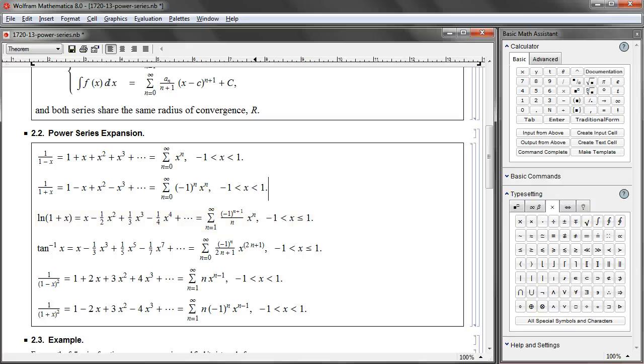And from the second formula, if you replace x by x squared, you get the alternating sum of x to the even powers, and then if you take the antiderivative, you're going to get the expansion for the arctangent function like this.